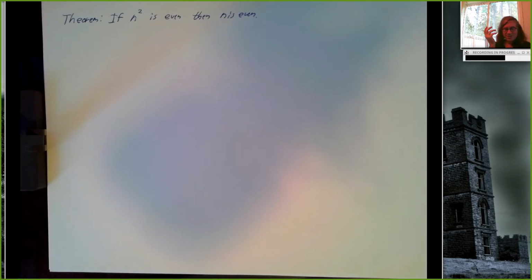So think of any square. 64, that's a good square. That's an even number. The thing it's the square of must be even too. Well, it's the square of 8. 8 is even. 100 is a useful square to know. 100 is even, and it's the square of 10, and 10 is even.